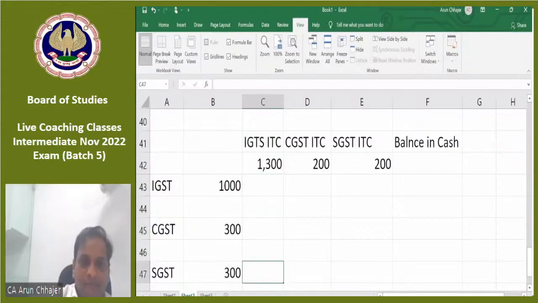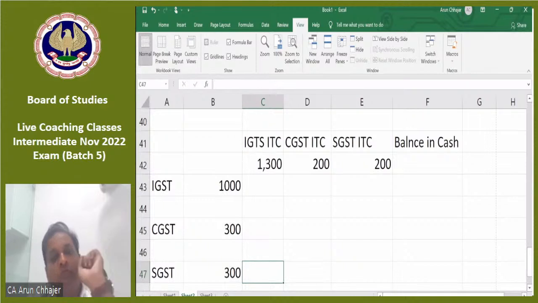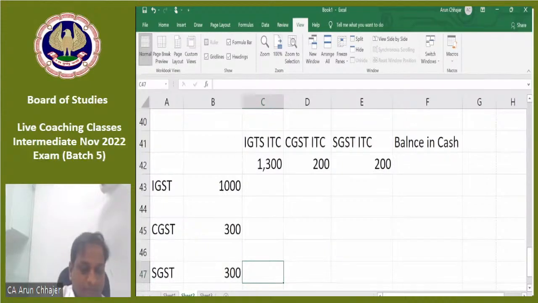Now 1300 is the ITC in IGST, 200 is the ITC in CGST, 200 ITC in SGST. Please tell me, in which field will you write the first amount? Please tell me in detail.